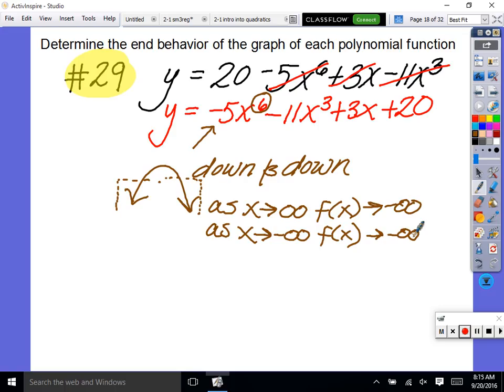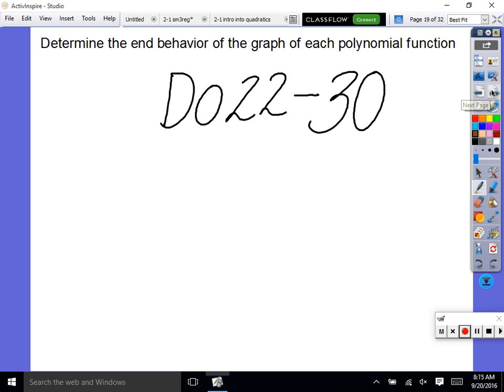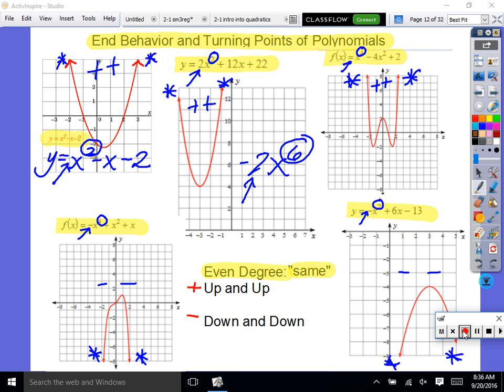Are we all understanding it? Okay, perfect. We'll go back to turning points in a minute. So I want you to do the end behavior of 22 through 30. Ready, set, go. Turning points.